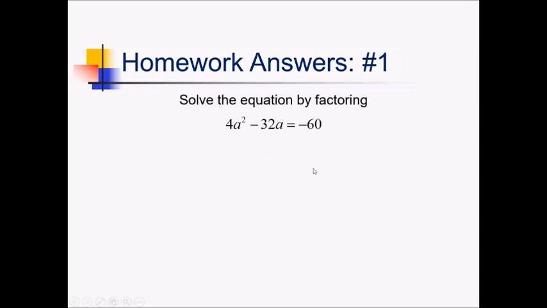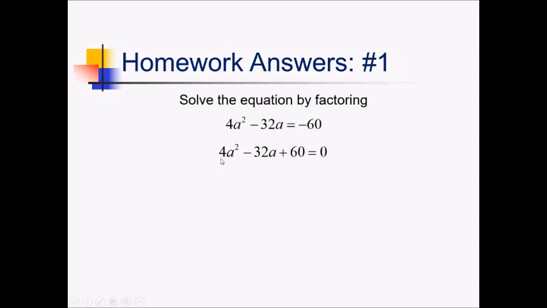For this problem, to solve by factoring, I need to get everything over on one side, so let me add this 60 over to the left side. And now to factor this, I notice that I have an a squared coefficient that's not 1. So I'm going to either have to take out a common factor or use the AC method.